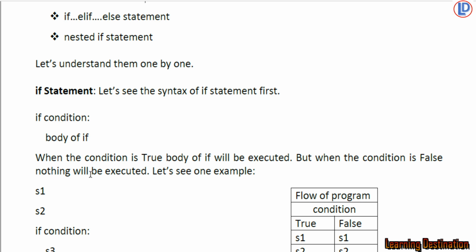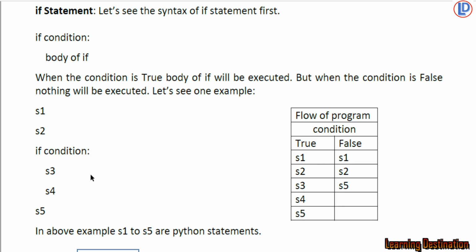So for example, suppose we have a code here with s1, s2, then we have an if condition, then we have s3, s4, s5. In the above example, s1 to s5 suppose are Python statements. Any Python statement can be there, and which statements will be executed when the condition is true and which are not executed, we are going to see the flow of the program on the basis of these 5 statements s1 to s5.